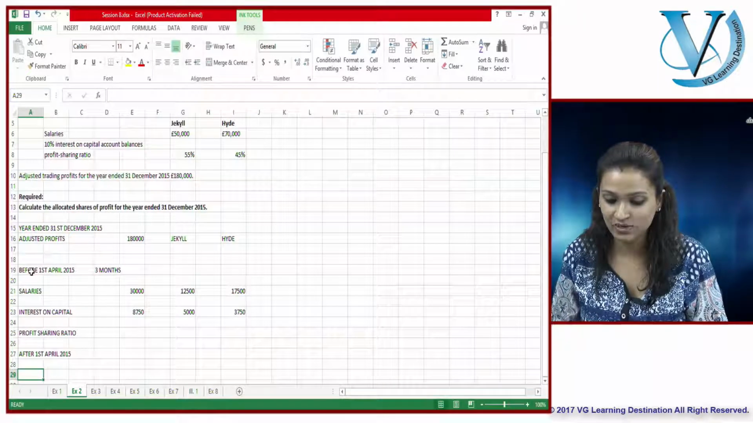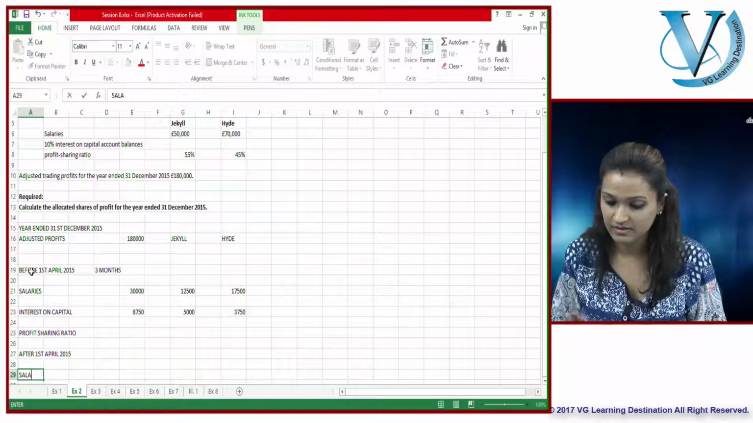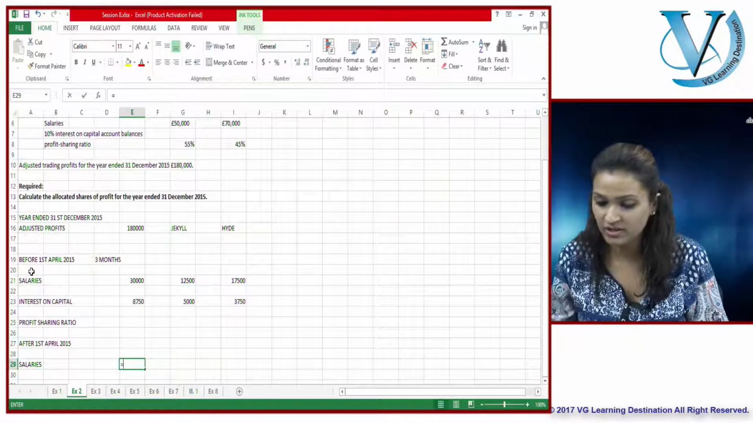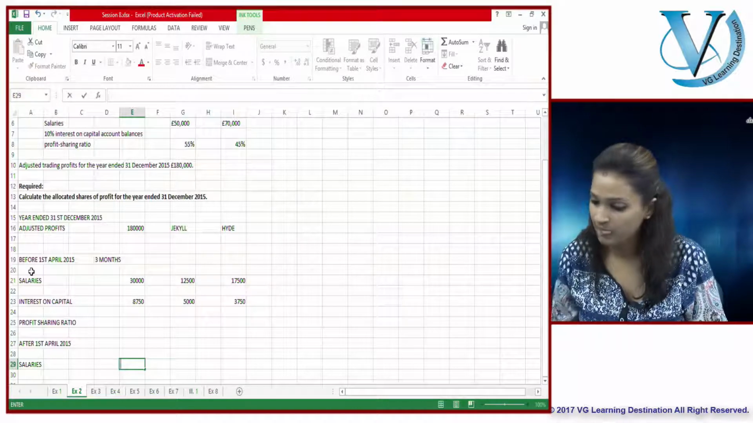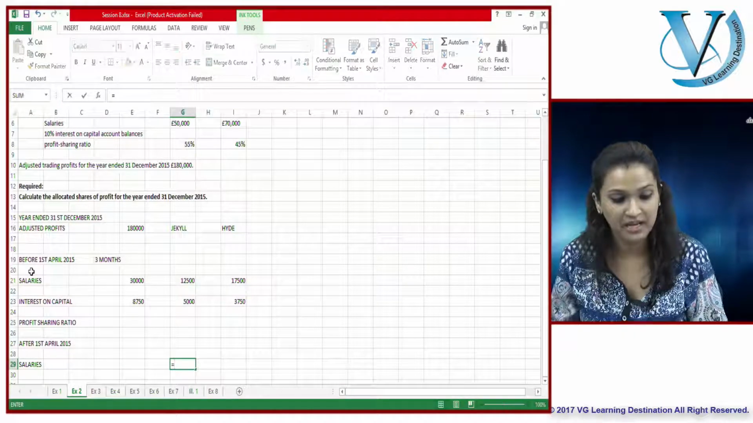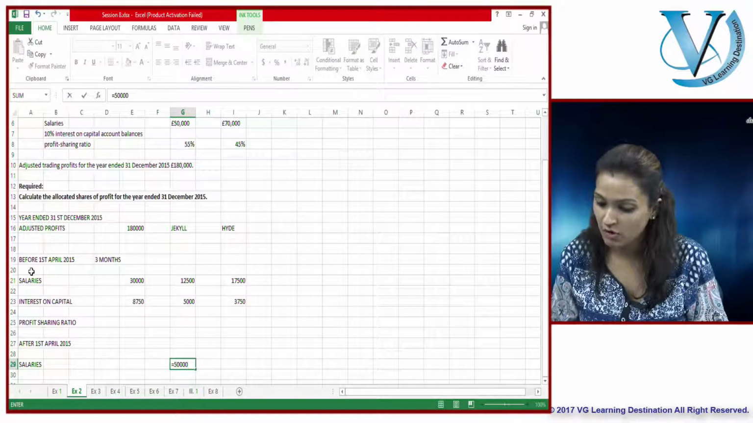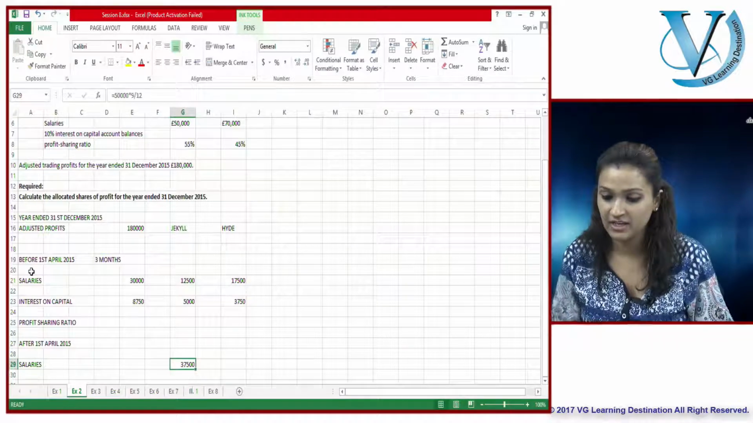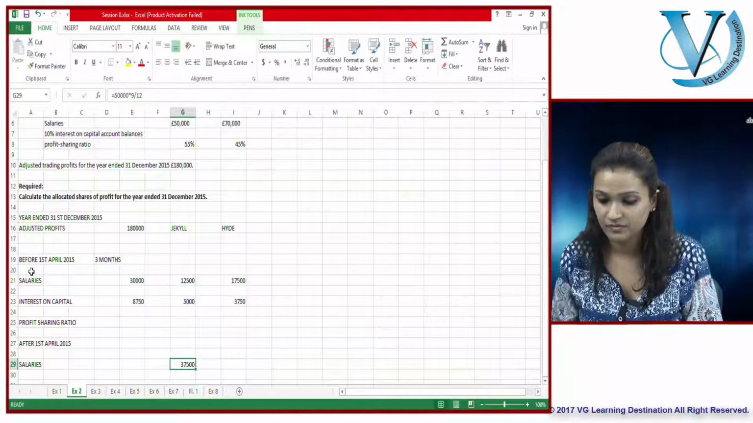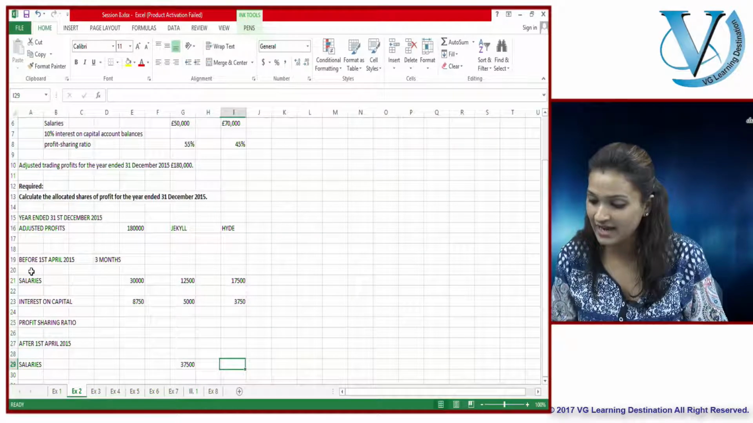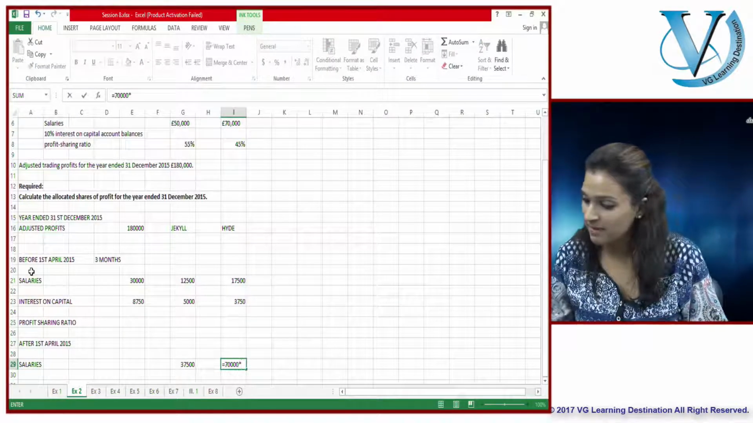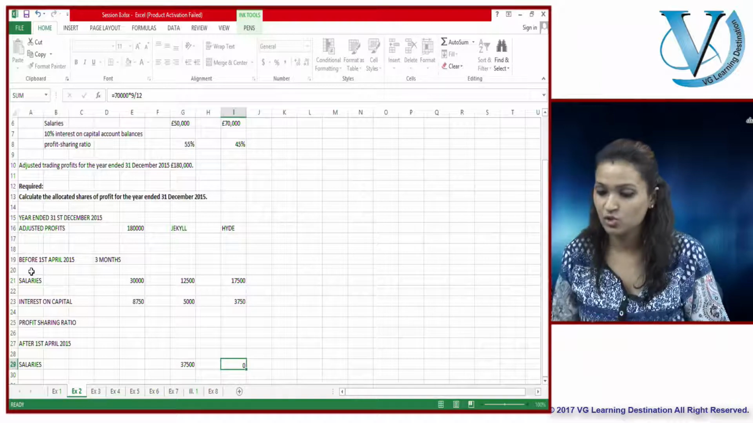How much salaries do we have? Salaries are now the remaining. Jekyll gets remaining £50,000 for the 9 months ending the 31st of December 2015. Thereafter, what do we have for Hyde? The salary is £70,000 multiplied by 9 divided by 12.